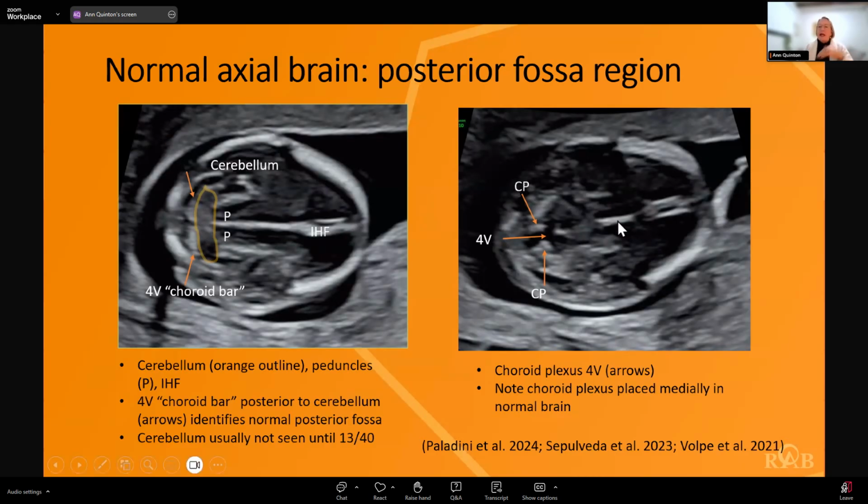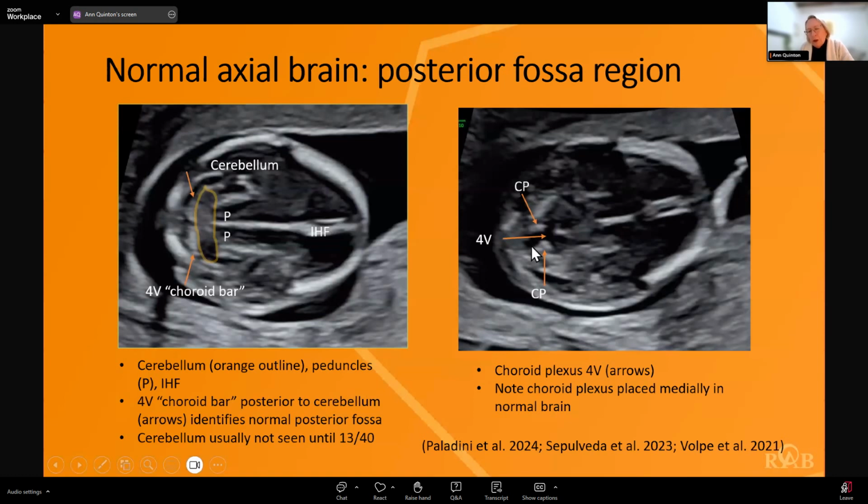If I scan just at the back part of the brain, a little bit more caudally, and these are tiny, tiny movements that we make, just scanning a little bit inferior to the cerebellum, you can see the fourth ventricle here in the middle, and then on either side, these little echogenic dots. And this is again picking up the choroid plexus in the area of the fourth ventricle.